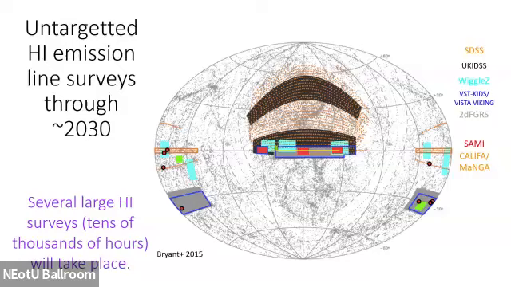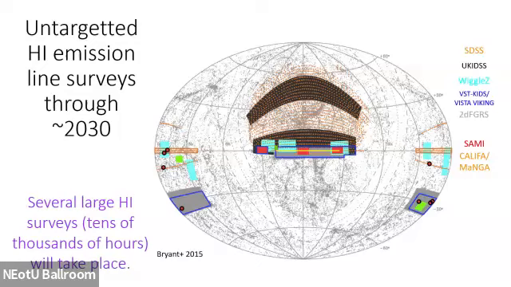All of this is set to change in the next 5 years or so. And so what I'd like to do is run you through the suite of untargeted H1 emission line surveys that are taking place at facilities around the world in the next 5 years or so. And the overarching message is that there are tens of thousands of hours and hundreds of researchers that are being devoted to these problems in the next 5 years. So it's a really exciting time.